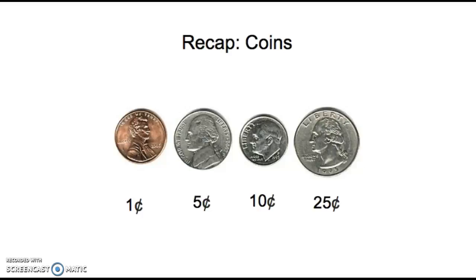Let's take a look at a penny. The penny is the first one on the left. It's worth 1 cent. So let's remember that. A penny is 1 cent. The next coin, a nickel, is worth 5 cents. The dime is worth 10 cents. And the quarter, 25 cents. If you need to write this down in your notebook so you remember, please do so.